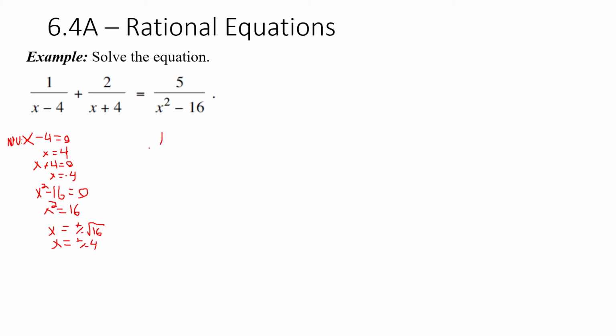So 1 over x minus 4, let's write that out, plus 2 minus x plus 4 equals 5 over, we can write that here if you want, x squared minus 16. It's a difference of squares, turns into x plus 4, x minus 4. And so x plus 4, x minus 4.